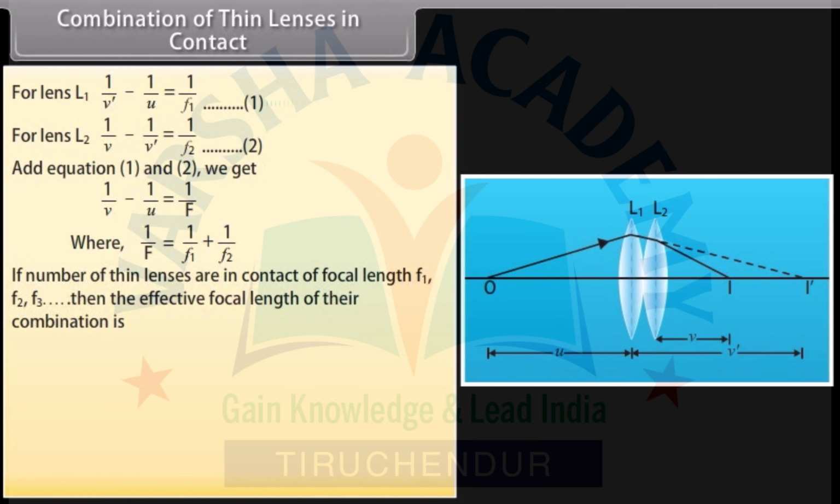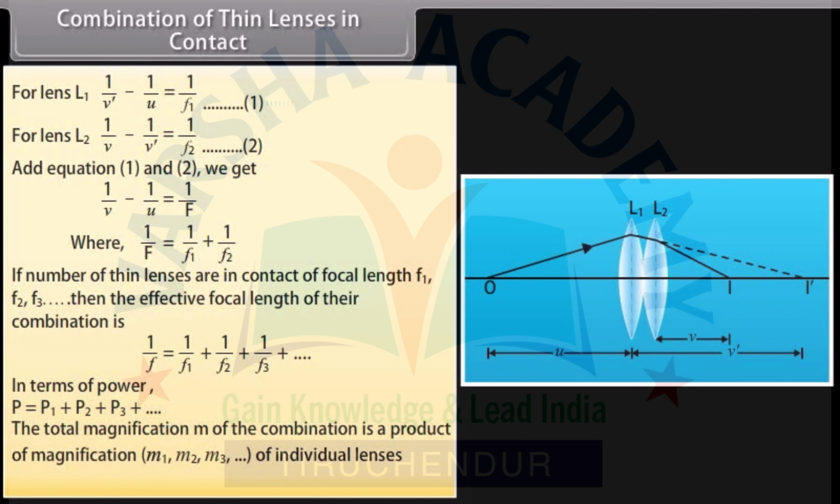If a number of thin lenses of focal lengths f1, f2, f3 are in contact, then the effective focal length of their combination is 1/f is equal to 1/f1 plus 1/f2 plus 1/f3 and so on. In terms of power, P is equal to P1 plus P2 plus P3 and so on. The total magnification M of the combination is the product of the magnifications M1, M2, M3 and so on of the individual lenses. M is equal to M1 times M2 times M3.